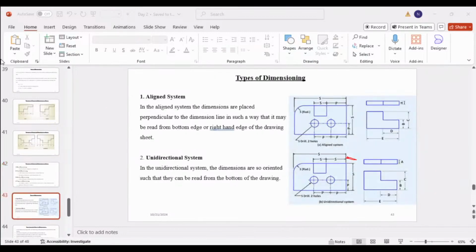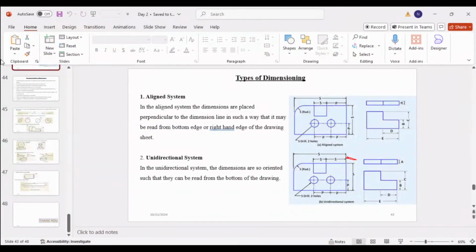Okay, then types of dimensioning. So this, I think this is the last one. Yeah. Last topic for the day. Types of dimensioning. First one is aligned system. Okay. මේ dimensions mark කරලා දෙක එක විදිහට mark කරන්න බෑ. ඒකටත් එක එක system තියෙනවා. Aligned system. So in the aligned system, the dimensions are placed perpendicular to the dimension line in such a way that may be read from bottom edge or right hand edge of the drawing sheet.